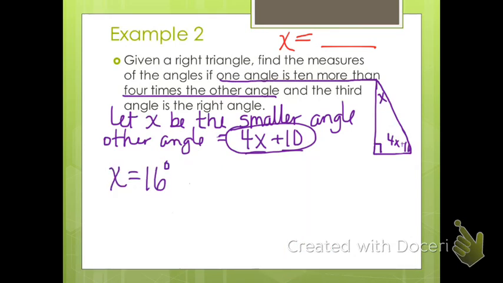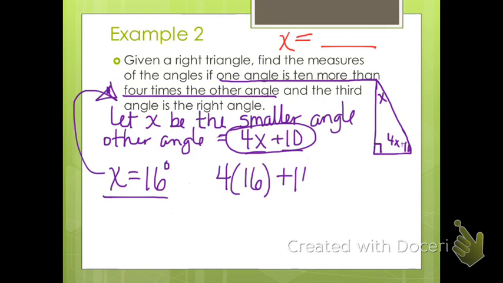Okay, so x equals 16 degrees, and that's the measure of the smaller angle right up here. Remember, always go back to what you'd let x be. So the other angle is 4x plus 10, or 4 times 16 plus 10. 10 more than 4 times the other angle. So 4 times 16 is 64, plus 10, which is equal to 74 degrees.